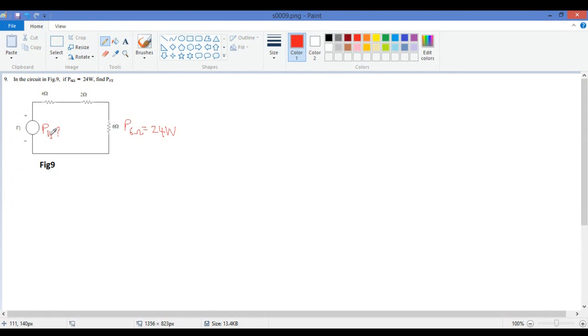Now this is a very simple problem, because you see that all these resistances are in series. So you have to find out the power, and we know the formula of power.